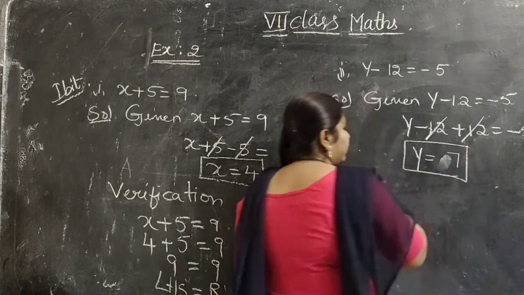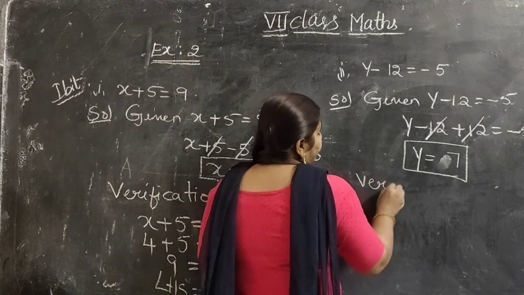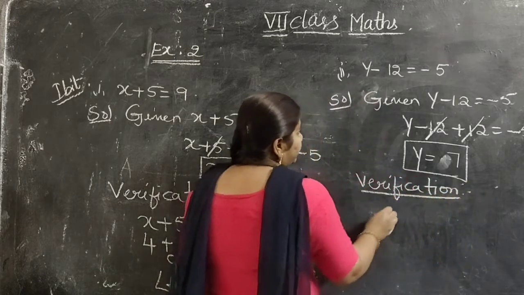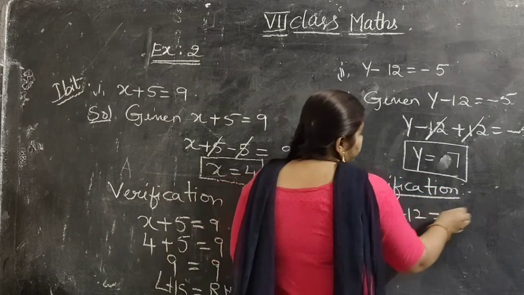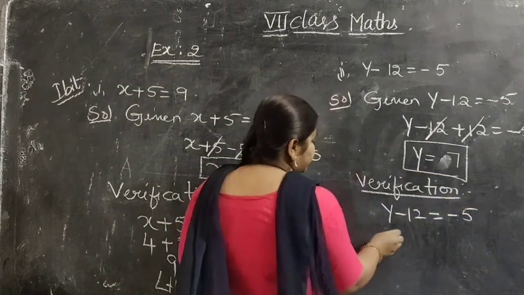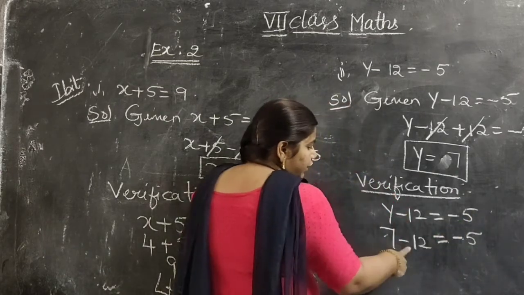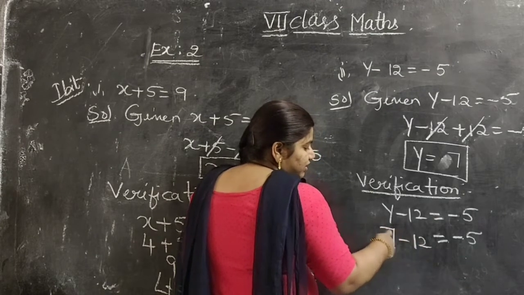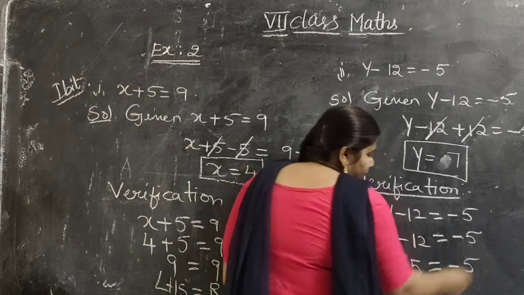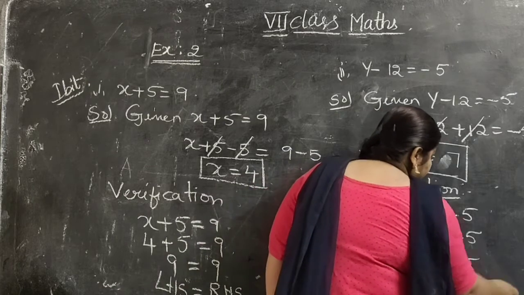Now we will check whether the answer we got is correct or not. So verification. What is the equation? y minus 12 is equals to minus 5. In place of y, which value do we substitute? 7. 7 minus 12 is equals to minus 5. Plus into minus will be minus, 12 minus 7 will be 5. Bigger number sign is minus. So the RHS part is also minus 5. So we got LHS is equals to RHS.